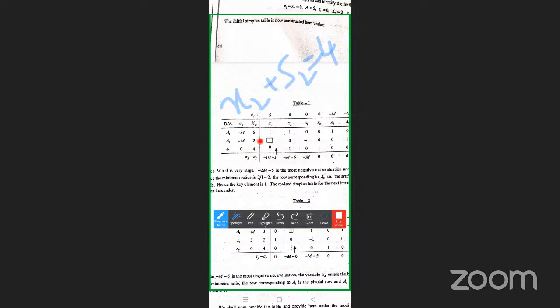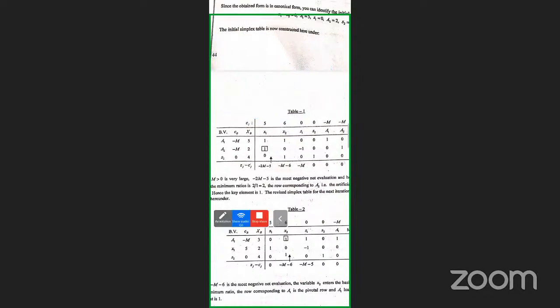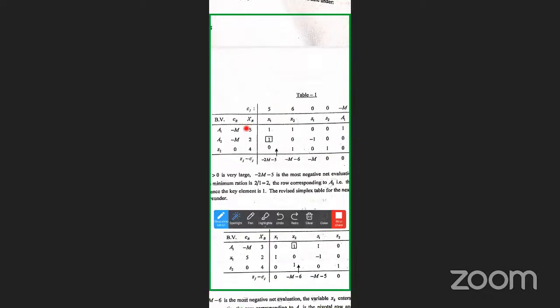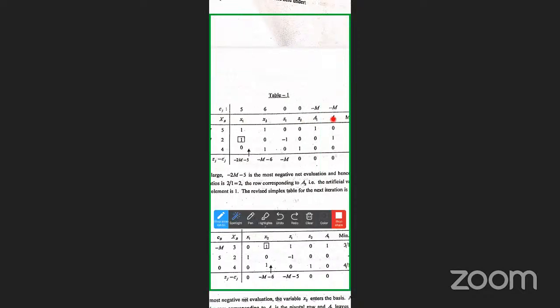Next, 5, 2, 4. So 5, 2, and another 4 is there, another equation. So 5, 2, 4 are the xb values in the table. Next, x1, x2, s1, s2, a1, a2. So these are the variables. Next, the matrix: up to here, first equation coefficients, second equation coefficients, third equation coefficients. So these are the three rows.